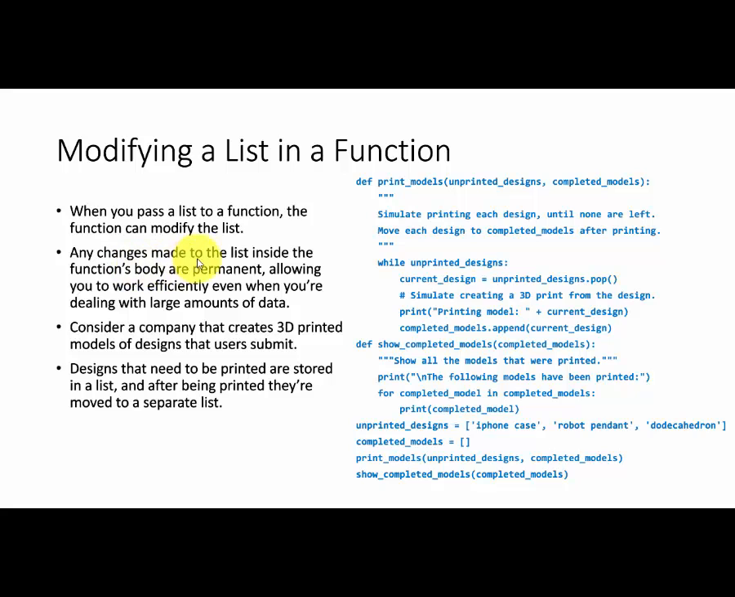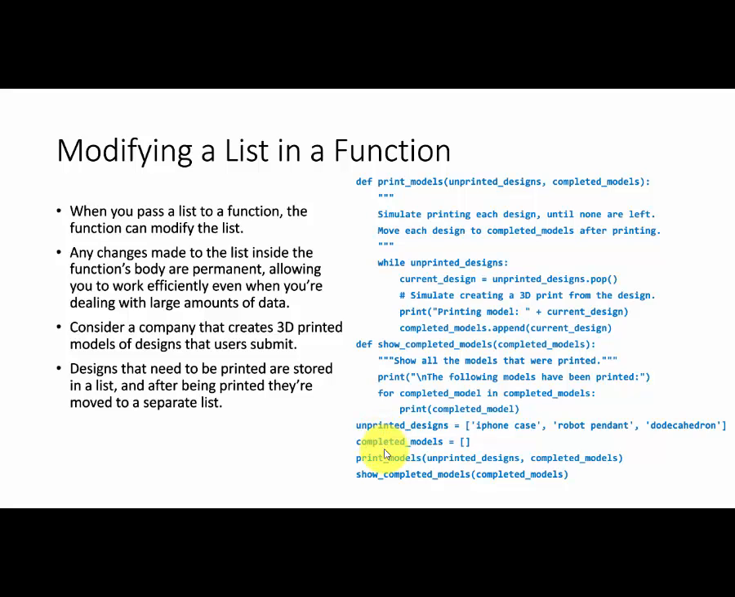Whatever changes you make to the list inside the function's body are going to be permanent. They are going to be changed permanently. So consider this example. You are creating 3D printed models of designs that users submit. The designs that need to be printed are stored in one list, and after printing they are moved to a separate list. These are the two names I have given to my lists: unprinted designs and completed models.